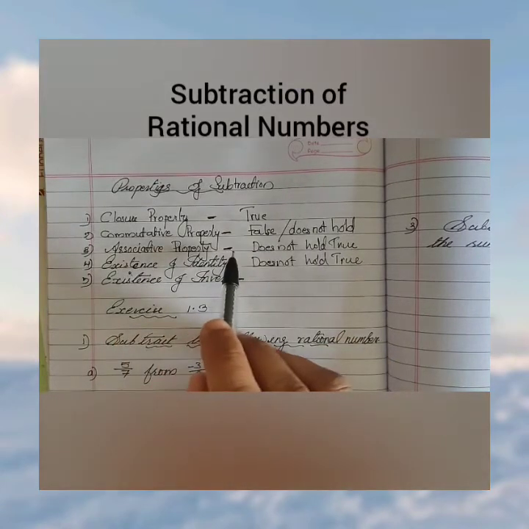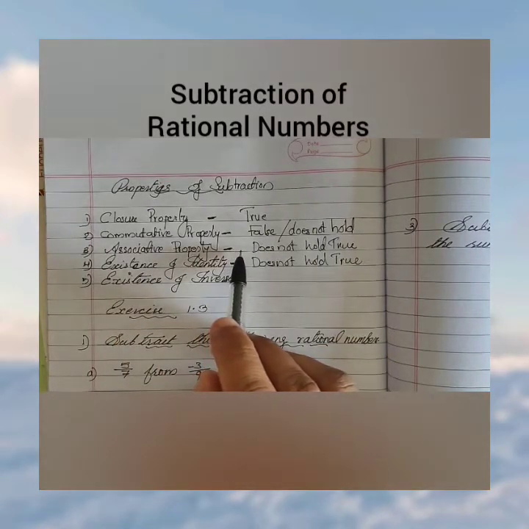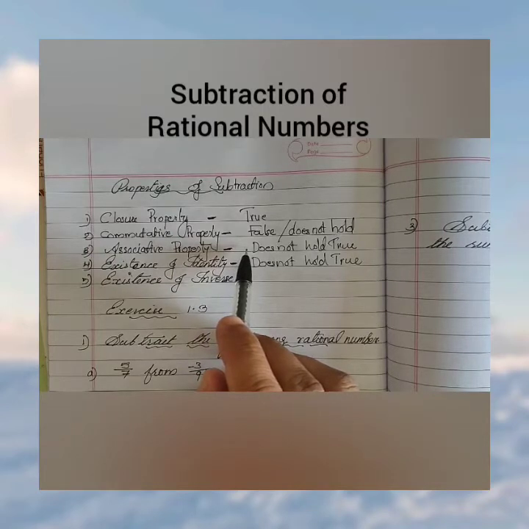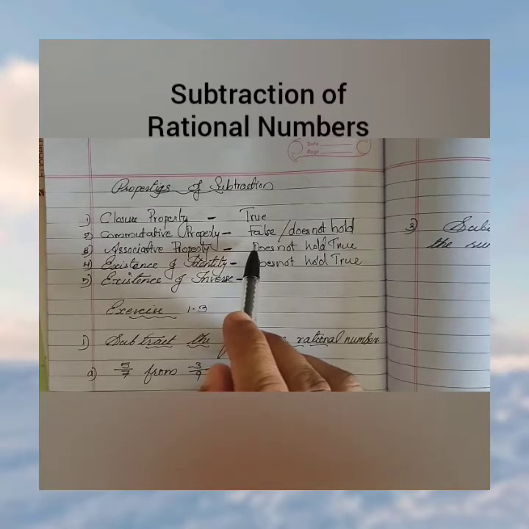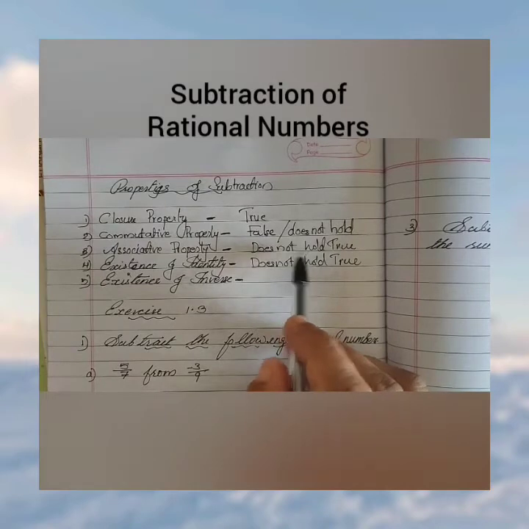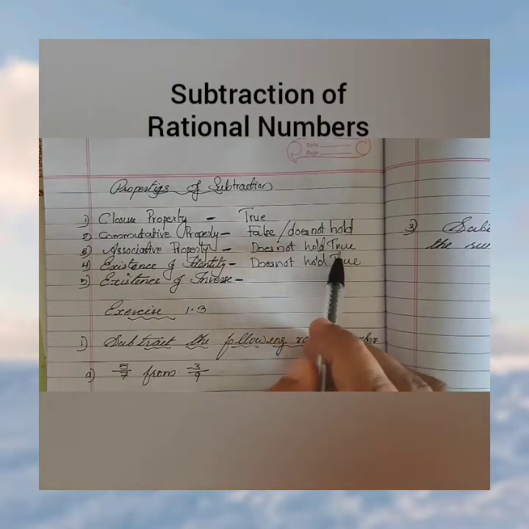The next property is the associative property. Here also, when we change the order of grouping in subtraction, we will not get the same answer. In addition, even though we change the grouping, the answer will be the same, but in subtraction it will not be true. Therefore, this also does not hold true.